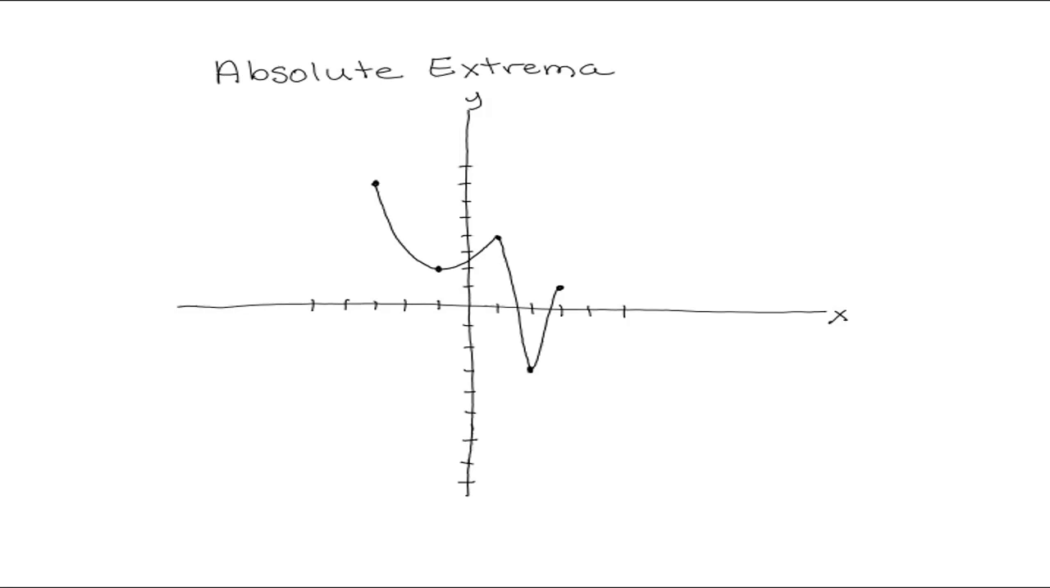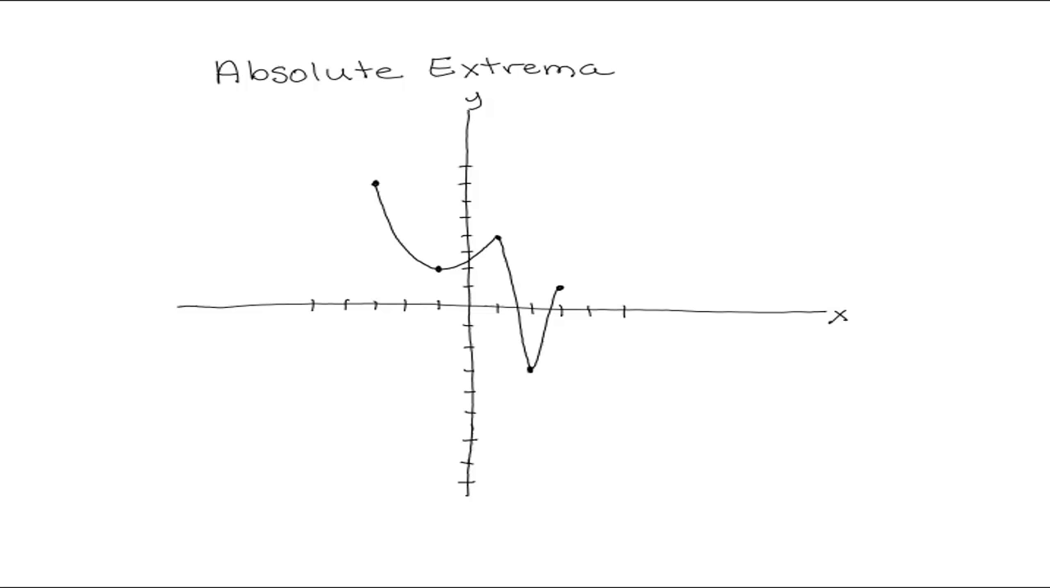What a global or absolute extrema is, it's the absolute highest point or lowest point of a function over its entire domain. So the absolute max would be the absolute highest y value of a function over its domain, and the absolute minimum would be the absolute lowest value of the function over the entire domain of the function.